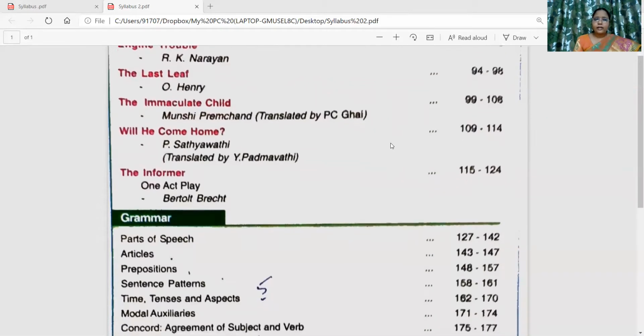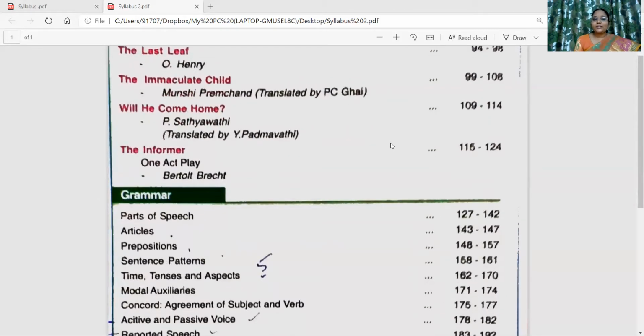The next one is Will He Come Home, written by P. Satyavati. You may know this person. P. Satyavati wrote a very good lesson in the 10th class English.